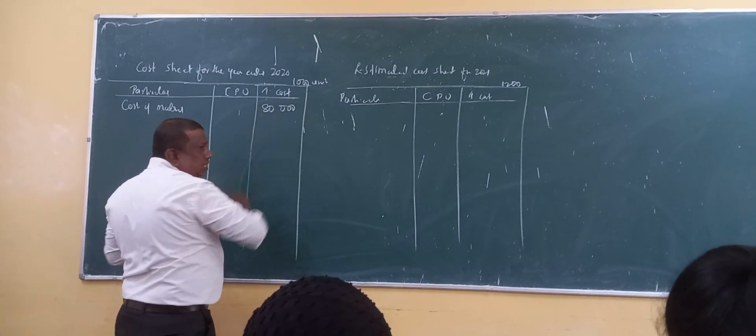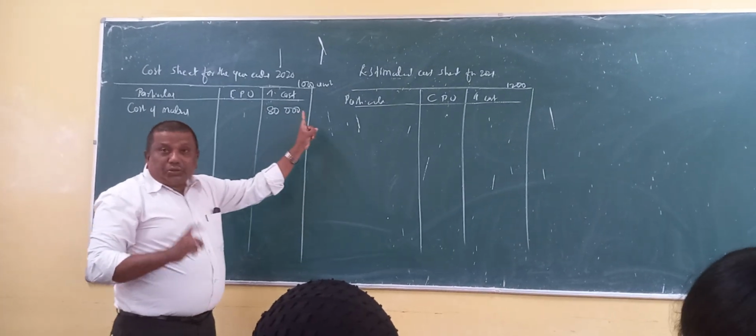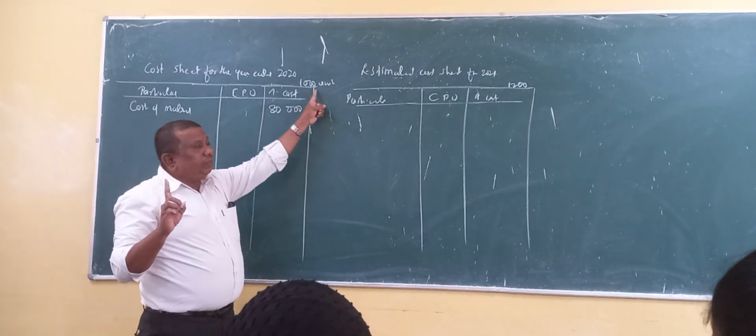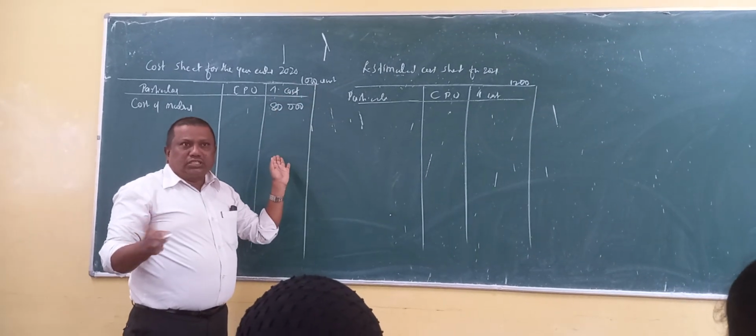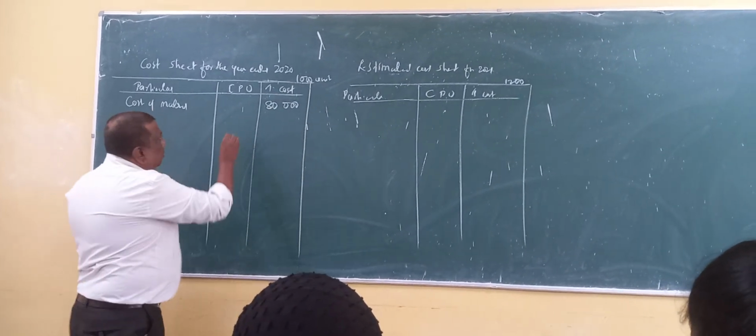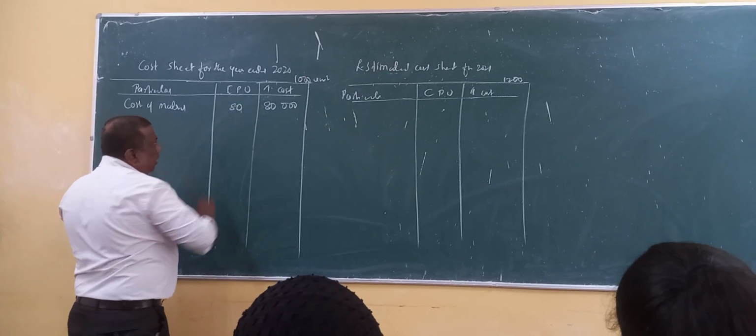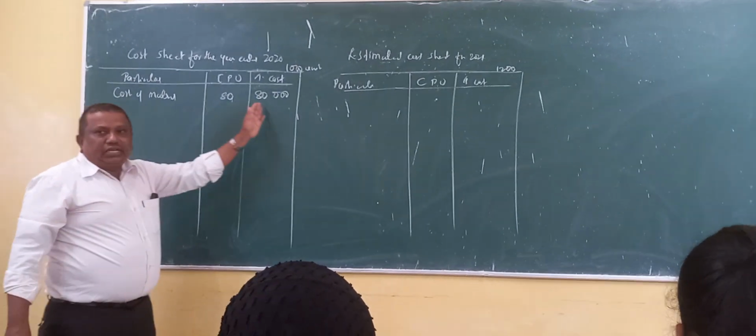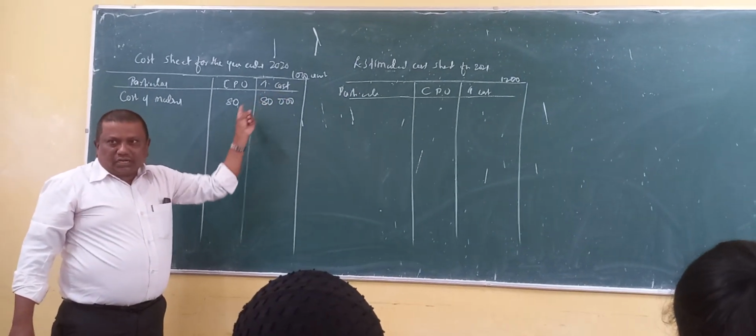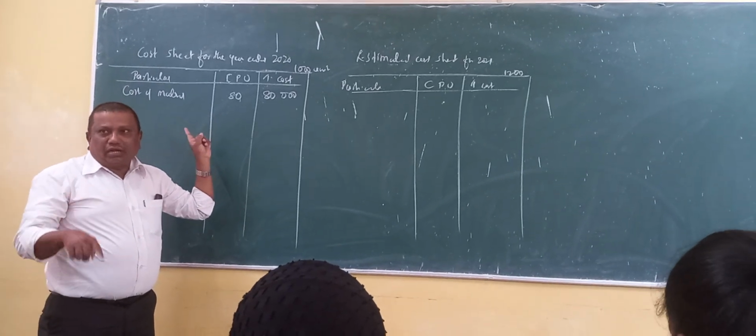To get cost per unit, we should divide by 1,000. All cost divided by 1,000. So 80,000 divided by 1,000, I get 80. Cost per unit I got, right?